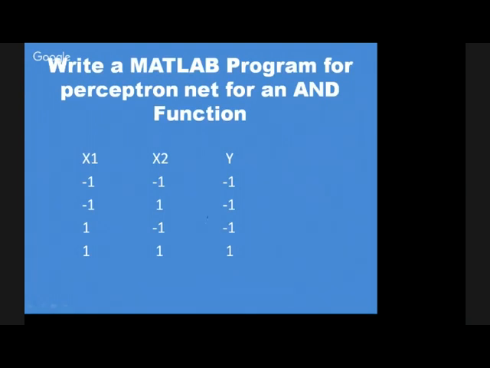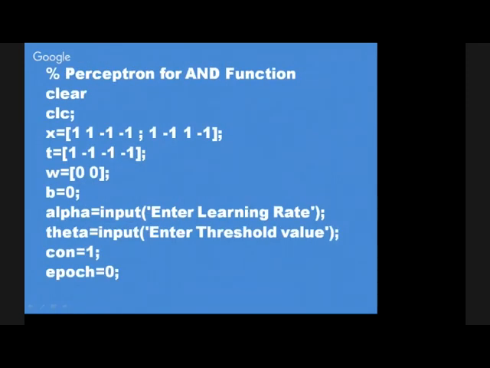Now we want to write the AND function with the help of the perceptron. Today morning only we covered the perceptron. So this is the program for the AND function with the help of the perceptron. Again, 0, 0 is bipolar, so we put -1, -1. 0, 0 gives 0, 0, 1 gives 0, 1, 0 also gives 0, and 1, 1 gives 1. So this is our AND function, and let us see how the perceptron algorithm can be written.